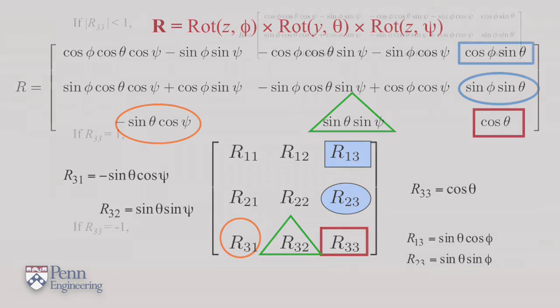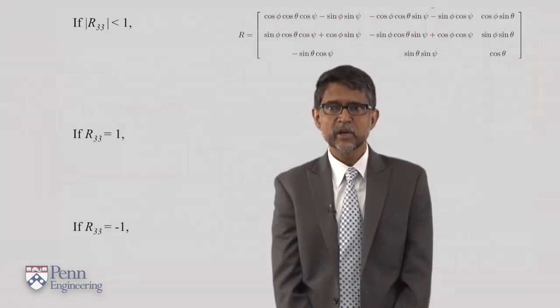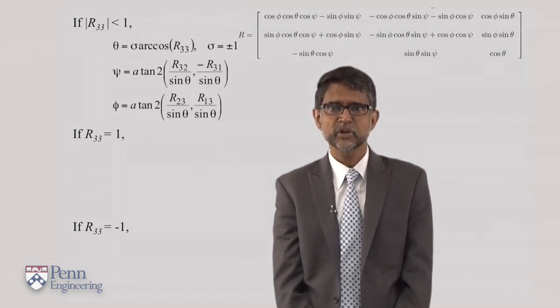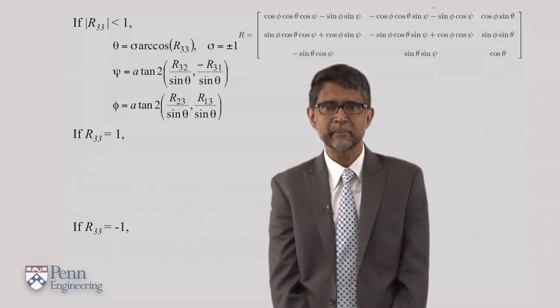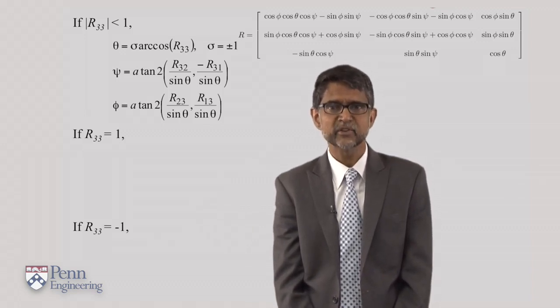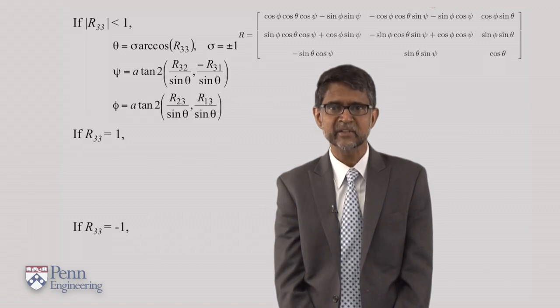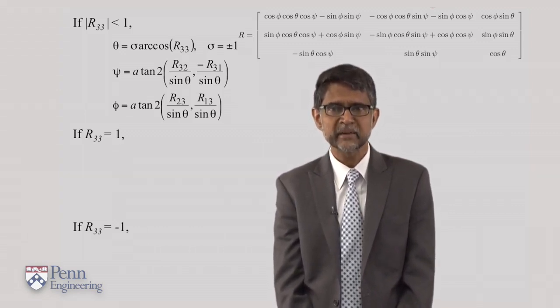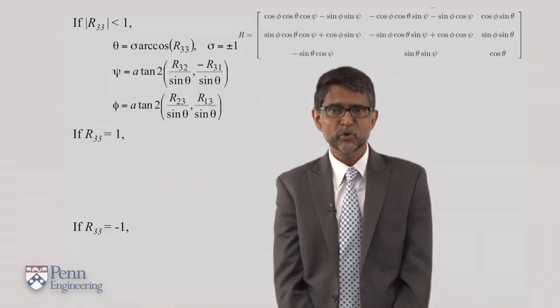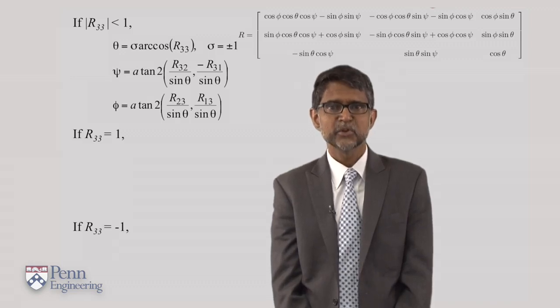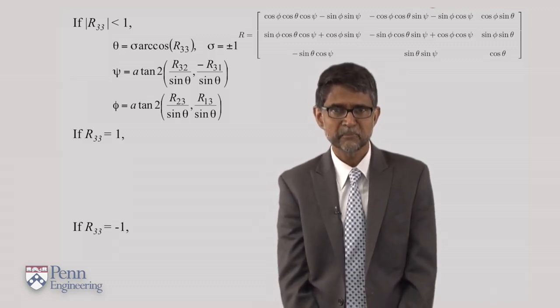If the 3,3 element is non-zero, then we can go ahead and calculate theta. You calculate it by taking the inverse cosine function. Of course, the inverse cosine function has some ambiguity, and because of that, you don't know the sign of theta. It could either be positive or negative. But modulo that ambiguity, you can determine theta. And once you know theta, you can calculate psi and phi using the inverse tangent function.